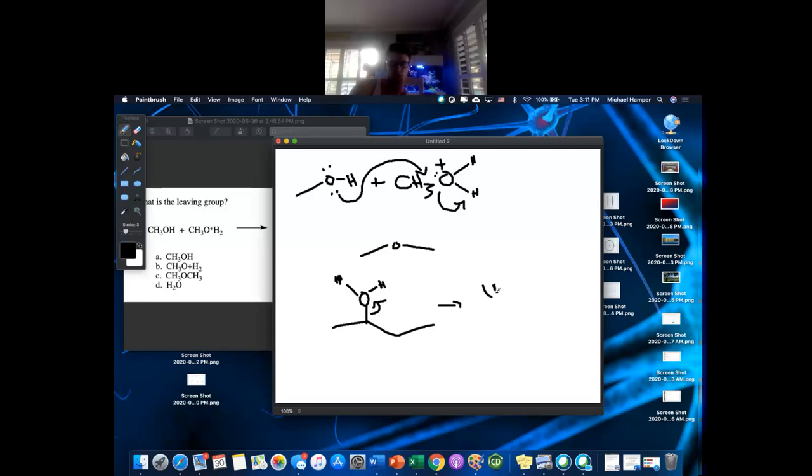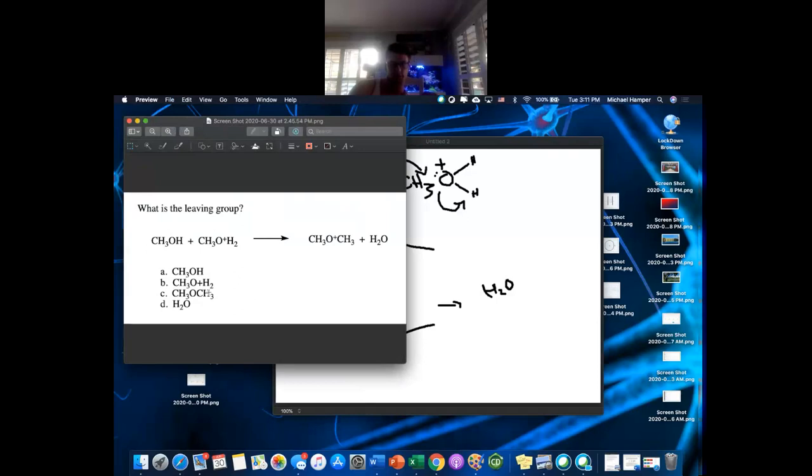All right, so if you have water, this is water, your H2O. If you have water on a substrate, on a straight chain or anything else, water is always going to want to leave. Does everybody get that? So therefore, in this reaction, the leaving group is water.